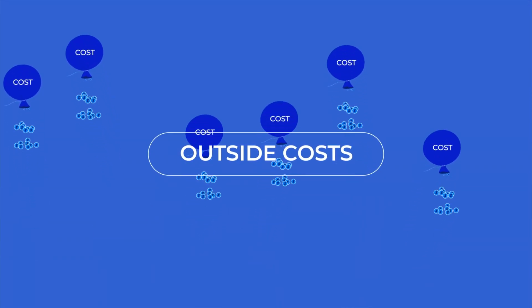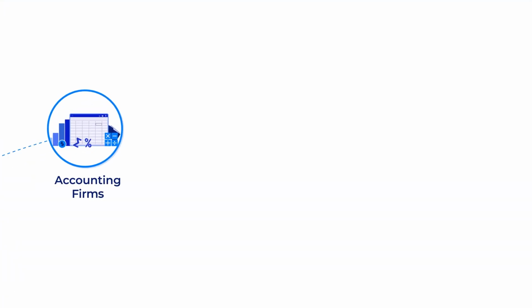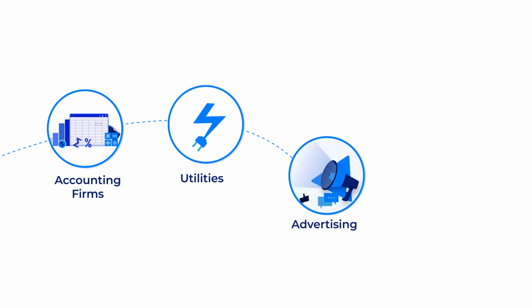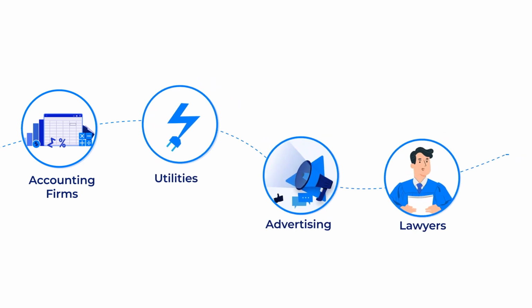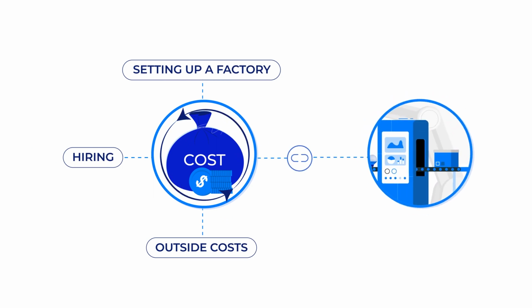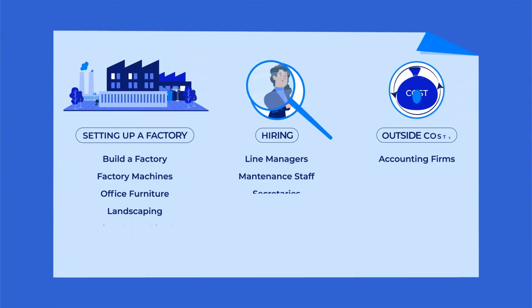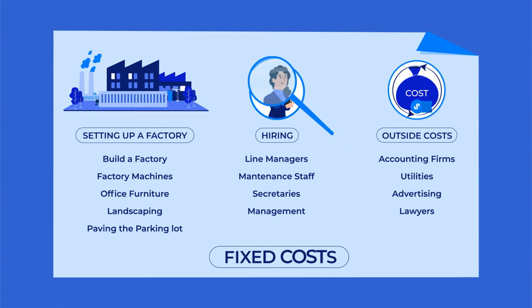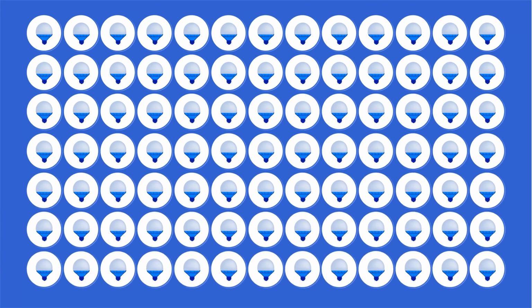Then there were outside costs. Accounting firms, utilities, advertising, and of course the lawyers. These costs are called indirect costs because they are not directly related to the manufacturing process. Many of these costs are also fixed costs because how much we have to pay is generally fixed, whether we make 1 or 1 million light bulbs.